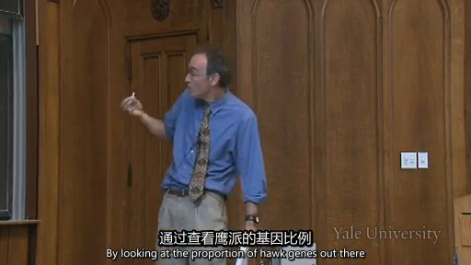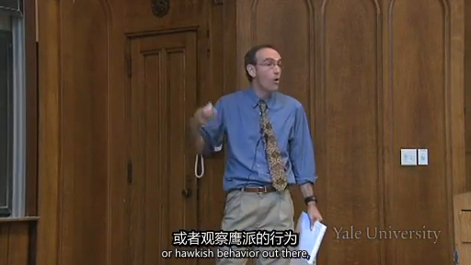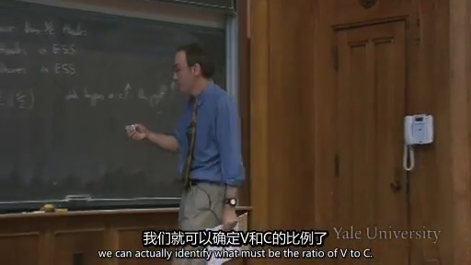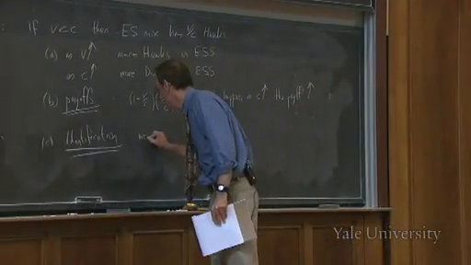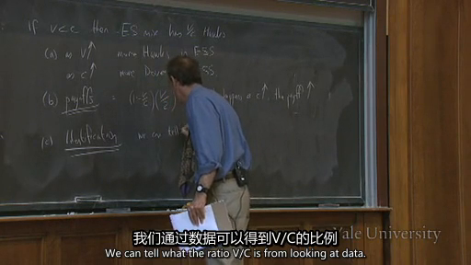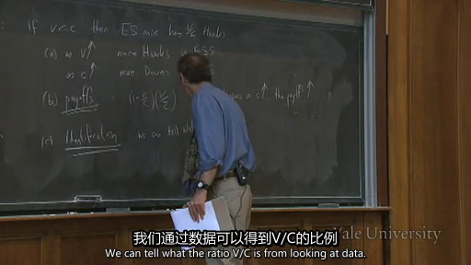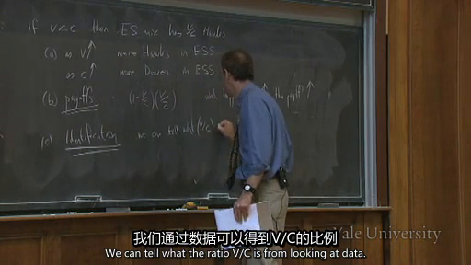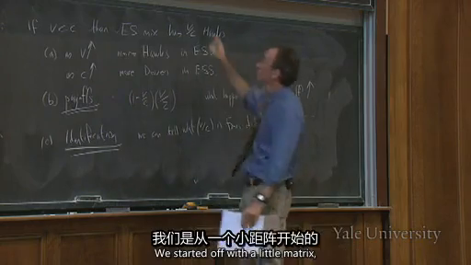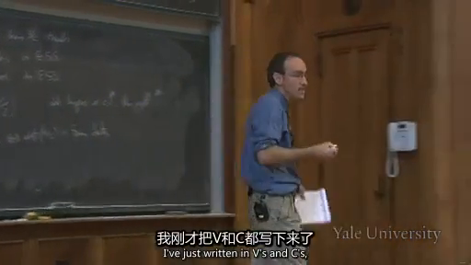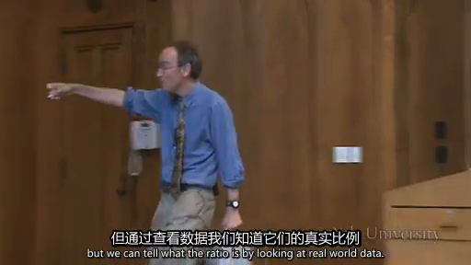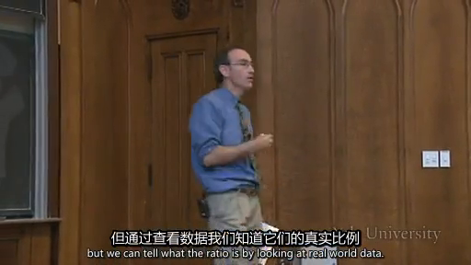By looking at the proportion of hawk genes out there, or hawkish behavior out there, we can identify what must be the ratio of V to C. We can tell what the ratio V over C is from looking at data. We started off with a little matrix. I just wrote in V's and C's. I didn't put any numbers in there. We can't tell what V is, we can't tell what C is, but we can tell what the ratio is by looking at real-world data.